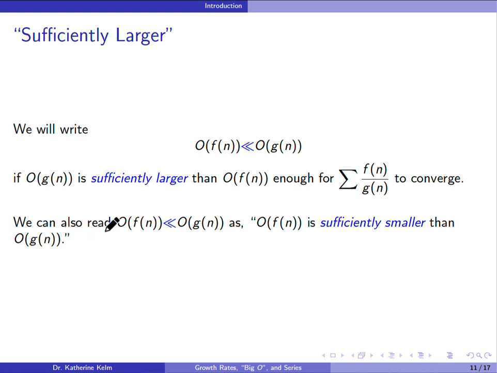Or equivalently, if we want to have something that we can read left to right, we will also read this expression as big O of f of n is sufficiently smaller than big O of g of n. Again, we mean sufficiently smaller for the series f of n over g of n to converge.